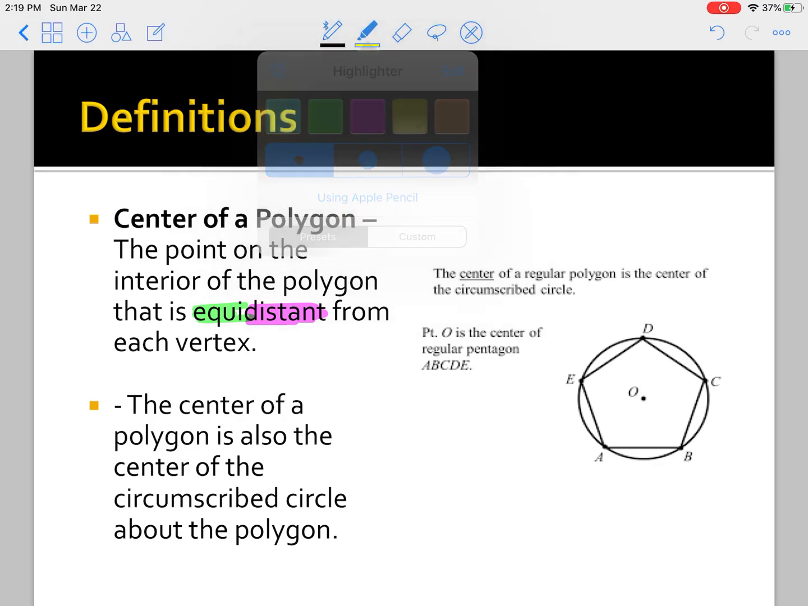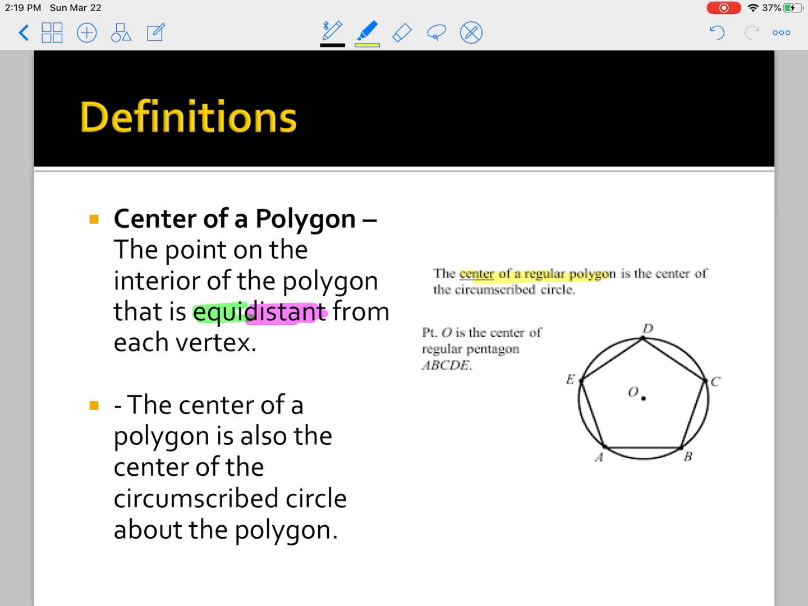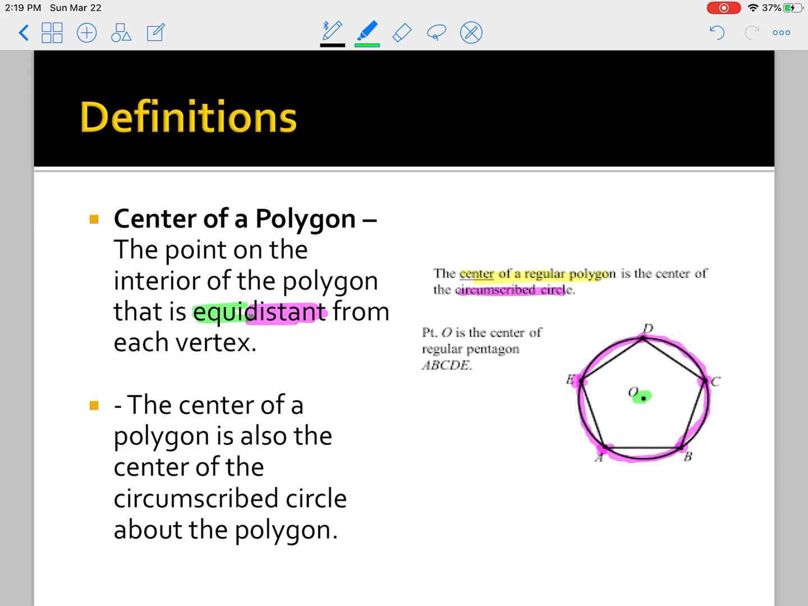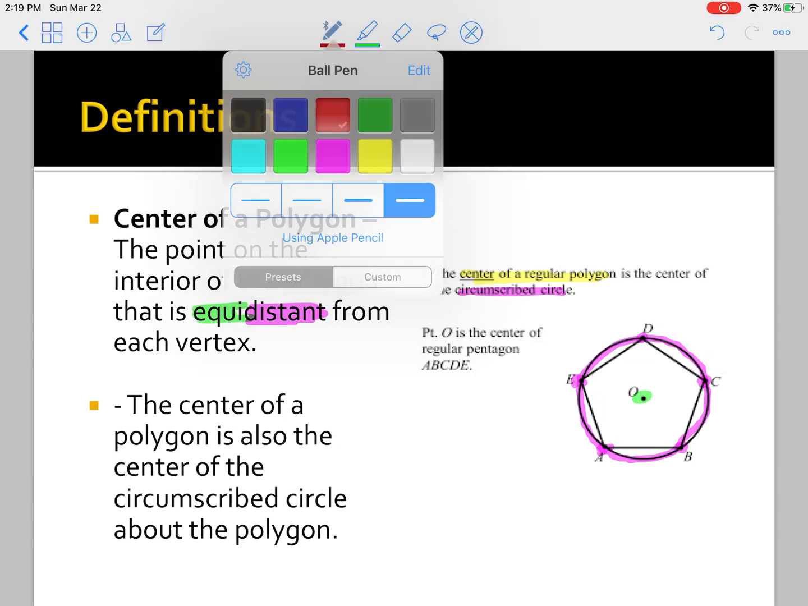Also notice that it would be the center of the circumscribed circle. So on this particular polygon, we have a circle that circumscribes. Again, circumscribed refers to the fact that it is touching all of the vertices of the polygon. In this case, we have a pentagon. And the center of this polygon, which is O, is also the center of that circle.